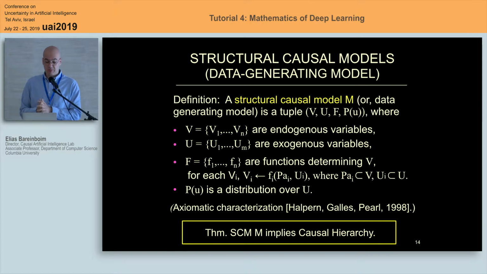And the result that we care about here is a theorem, quote unquote, that says that once you have an SCM M, this implies what Judea calls, I don't know if you're familiar with it, the Book of Why. Let me do a poll here. How many of you read the Book of Why in the room?